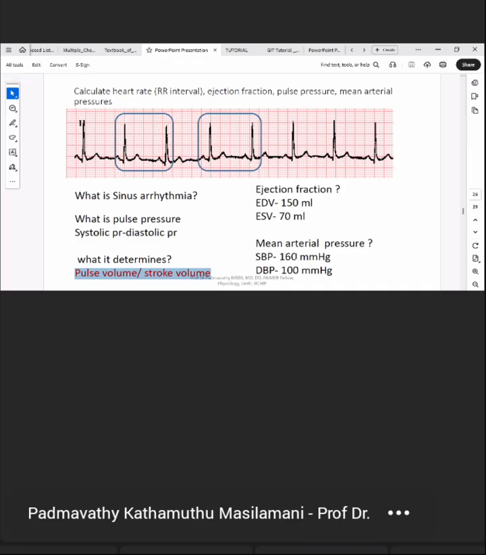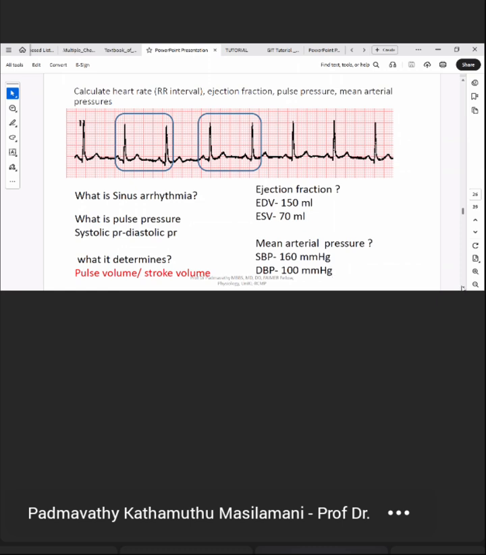And mean arterial pressure. What is the formula for mean arterial pressure? Diastolic pressure plus 1/3 of pulse pressure. How do you identify pulse pressure? You have to identify the difference between systolic pressure and diastolic pressure. That is the pulse pressure. Then you add the diastolic pressure, say 100, plus 1/3 of pulse pressure, and you will get the mean arterial pressure.